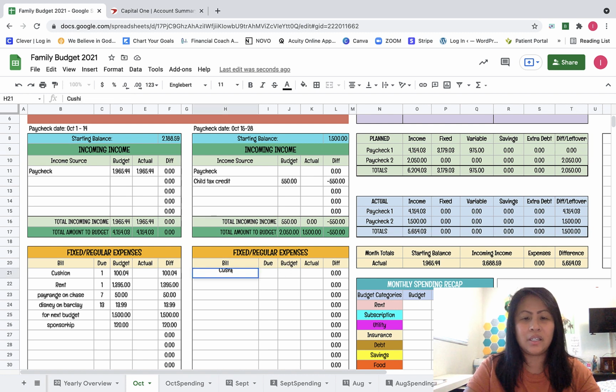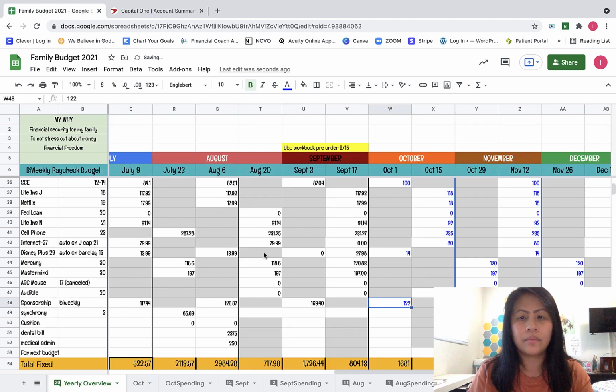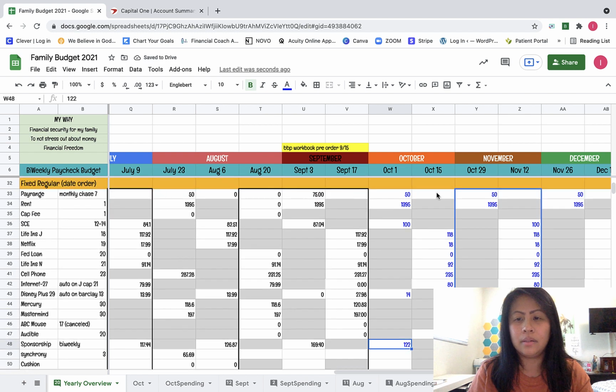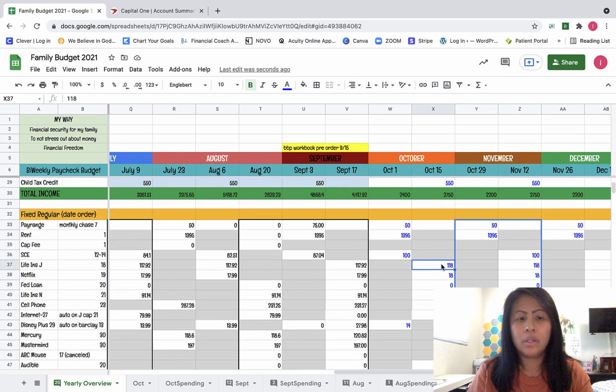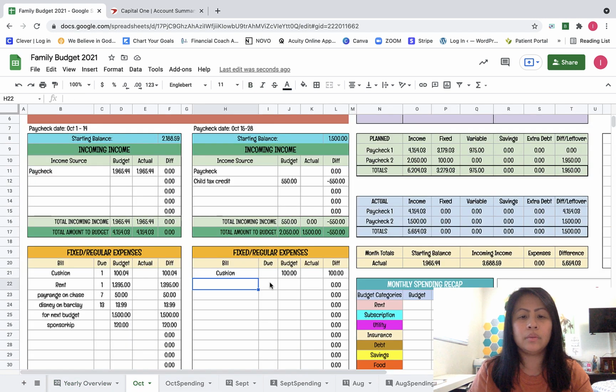So let's do cushion. Let's do 100 on there. And then what do we got? So we have insurance, Netflix, oh, both of the insurances, and then cell phones. So we have life insurance, Netflix, my life insurance. This one's 118, 18, and then 92. Then we have cell phone.